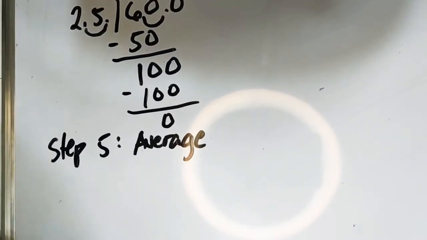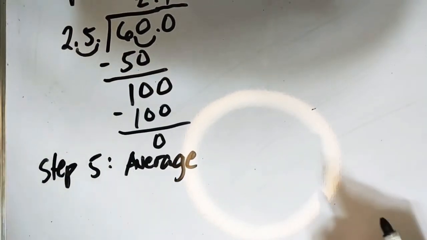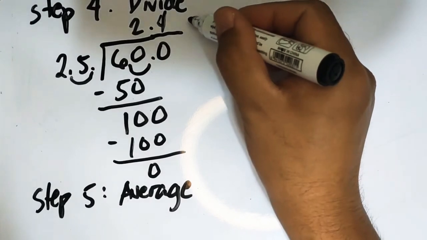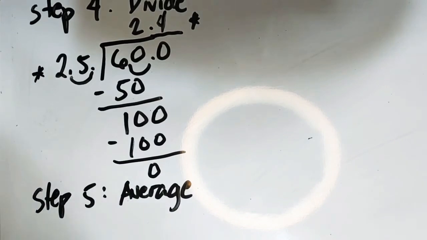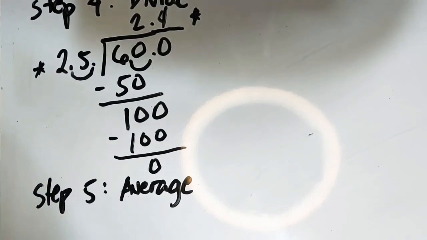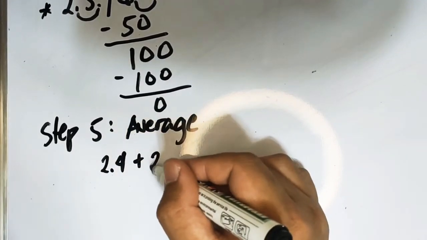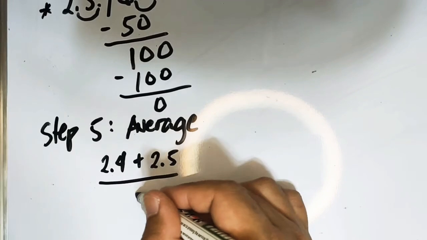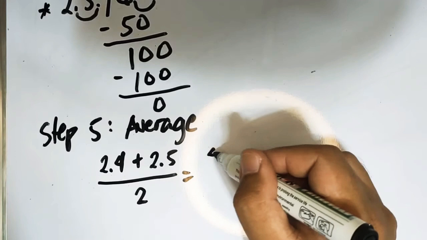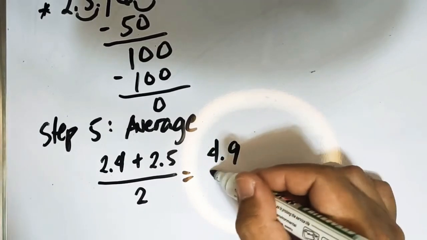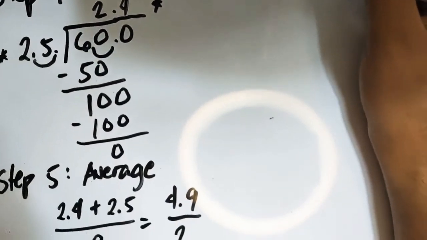Average tayo ulit, kamukha nung kanina. So, ang kukunin nating average ngayon, yung nakuha nating quotient at yung nakuha nating average kanina. Okay? So, magkakaroon tayo ngayon ng 2.4 plus 2.5 divided by 2. 2.4 plus 2.5 is equal to 4.9 divided by 2. Okay?